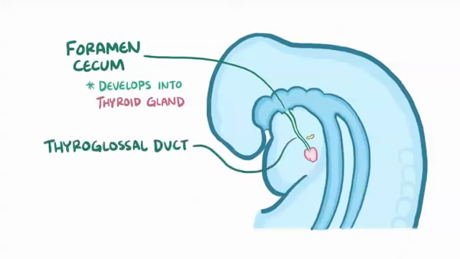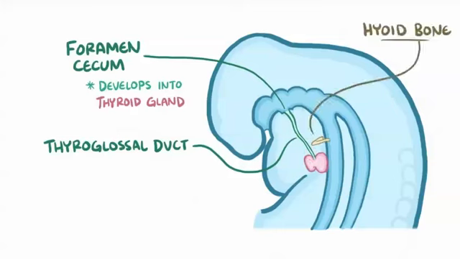The thyroid gland descends down past the base of the tongue and the hyoid bone, which is a small bone present below the chin, before it finally settles down in front of the trachea, in the neck.